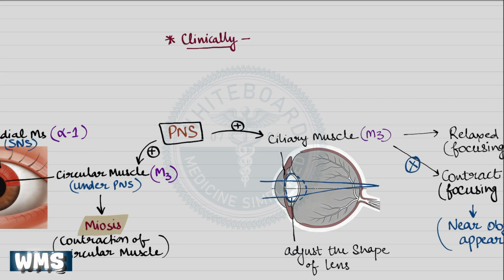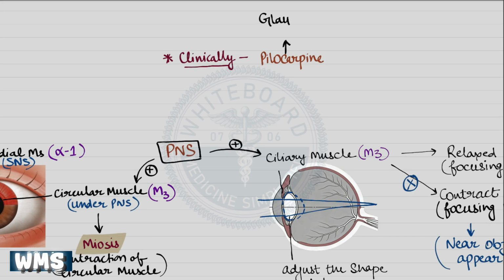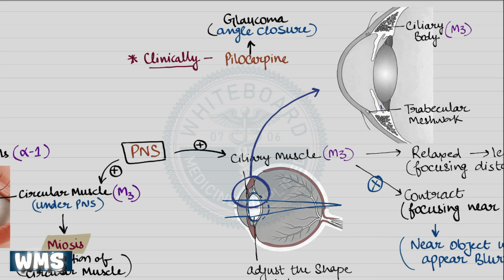So clinically, a muscarinic agonist drug like pilocarpine is used in conditions like glaucoma, especially angle closure glaucoma, where the intraocular pressure is elevated. In angle closure glaucoma, the problem is mechanical blockage of aqueous humor outflow. Normally, aqueous humor is produced by the ciliary body and then it drains through the trabecular meshwork. In angle closure glaucoma, the peripheral iris moves forward, and by that, it physically blocks the trabecular meshwork. So aqueous humor cannot drain properly, but production continues.